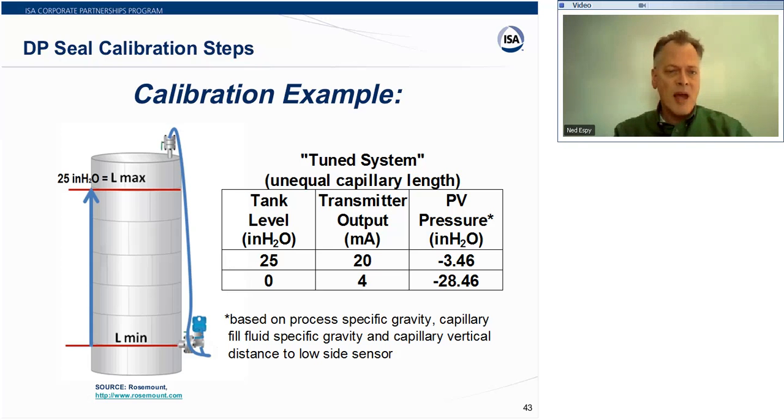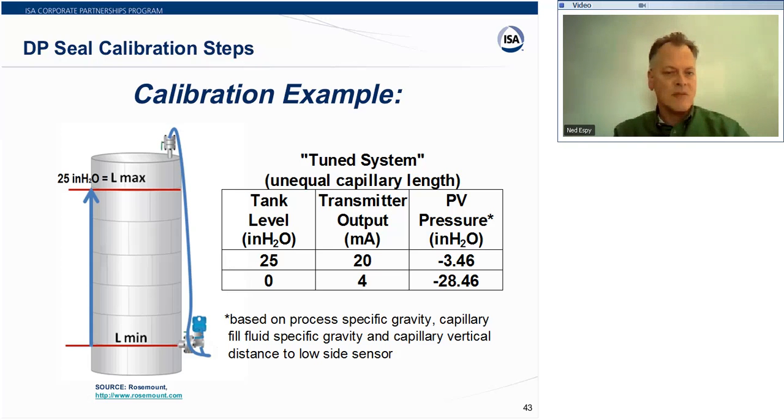And by the way, Rosemount refers to this as a tuned system because it does require some calculations, and they use a feature called a scaled range. So by using that technique, when the tank is empty, you're going to get 4 milliamps, and when it's full, you're going to get 20 milliamps. Well, this is all great for the operations people and the engineers, but the actual PV pressure, the true inches of water that are sensed here between the pad and the capillary, is this calculated minus 3.46 inches at span, and at 0 it's actually minus 28.46.